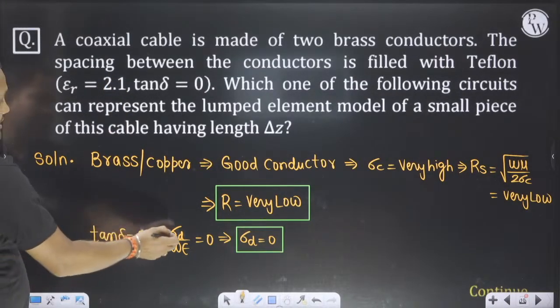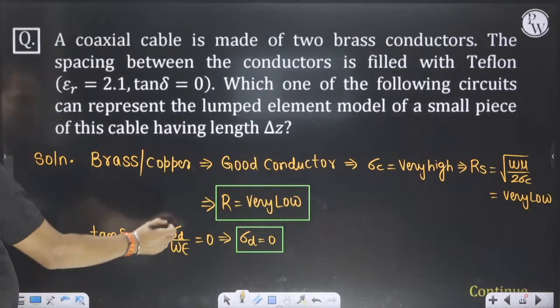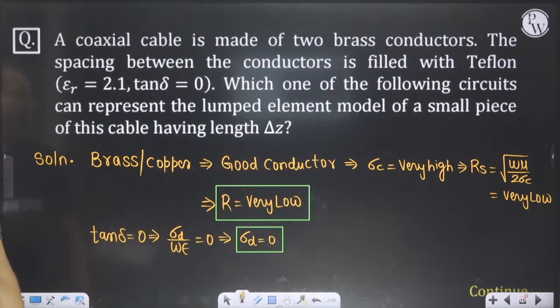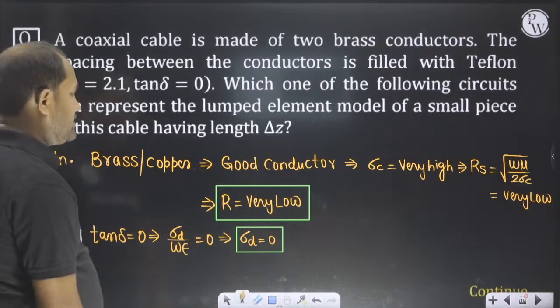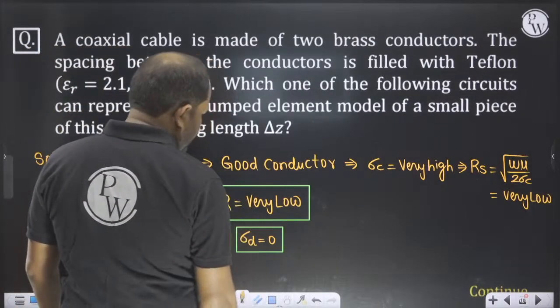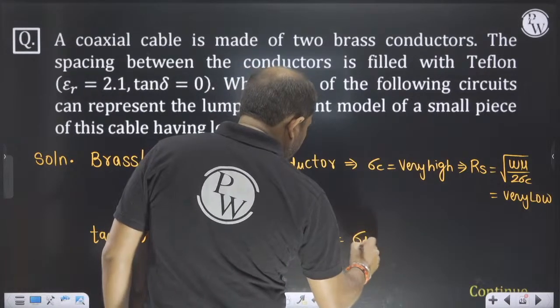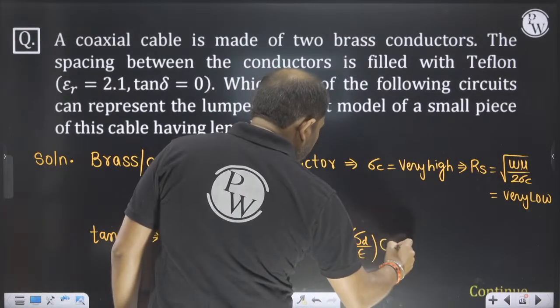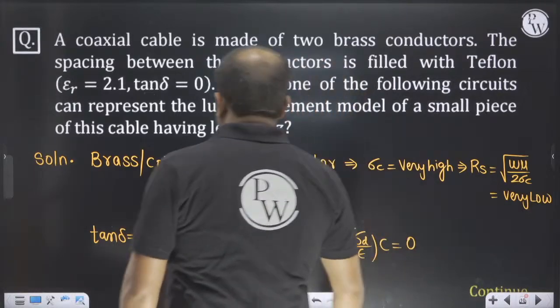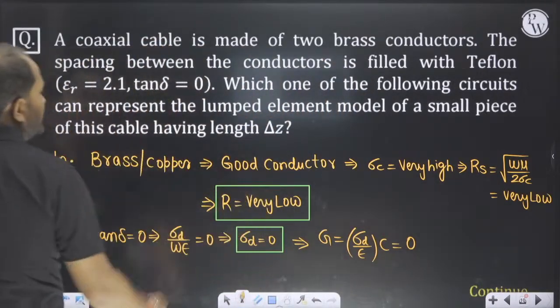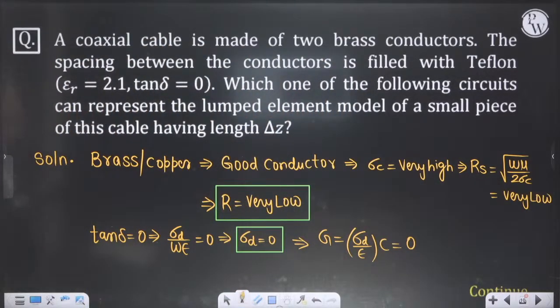So here sigma D upon omega epsilon, for dielectric, is 0. Since sigma D is 0, we can say that G is equal to sigma D upon epsilon into C, which is equal to 0. So G is 0. R is non-zero. So we have three types of circuit. One is T network, second is pi network, and third is L network.